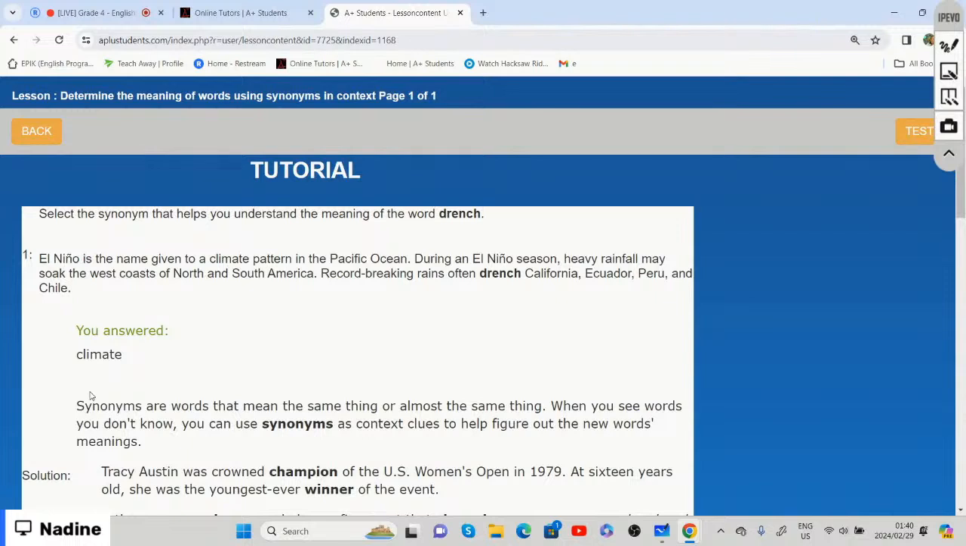All right. So drench, it says El Nino is the name given to a climate pattern within the Pacific Ocean. During an El Nino season, heavy rainfall may soak the west coast of North and South America. Record breaking rains often drench California, Peru, and Chile. So, drench, what does drench mean?